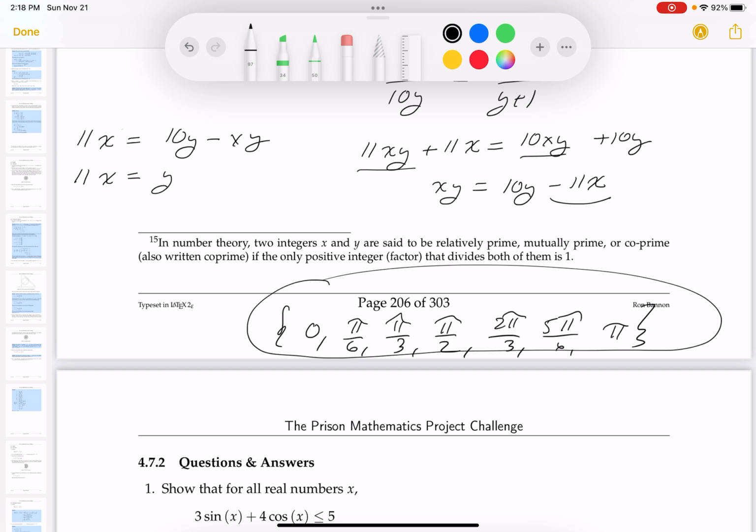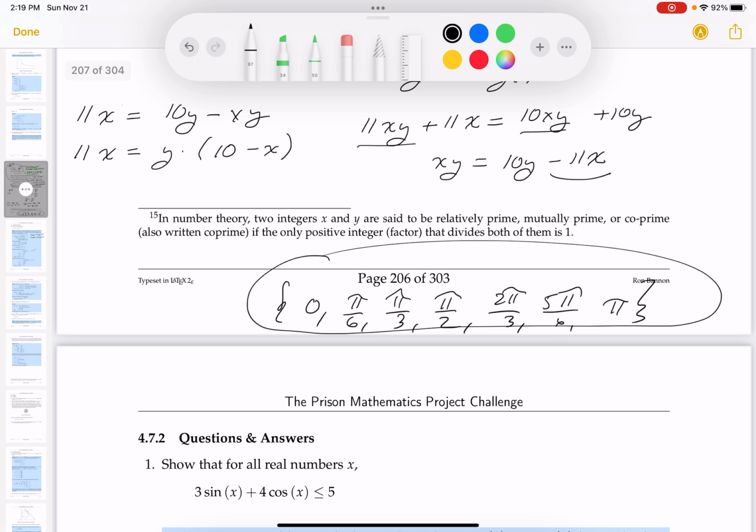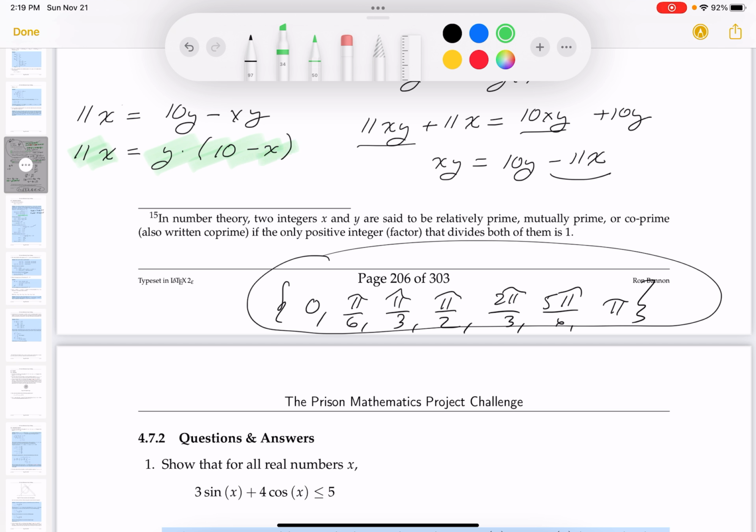I'm going to factor this guy, and I'm going to say y comes out. And then what are you left with? 10 minus x. Again, I want to remind you that x and y do not share a divisor, and x and y are integer numbers. So I'm starting to look at this, and I'm hoping that it's not that difficult. One possibility for this to be an equality, and again, everything's integer, x and y do not share any factors in common, is that y could be 1, or y could be 11.